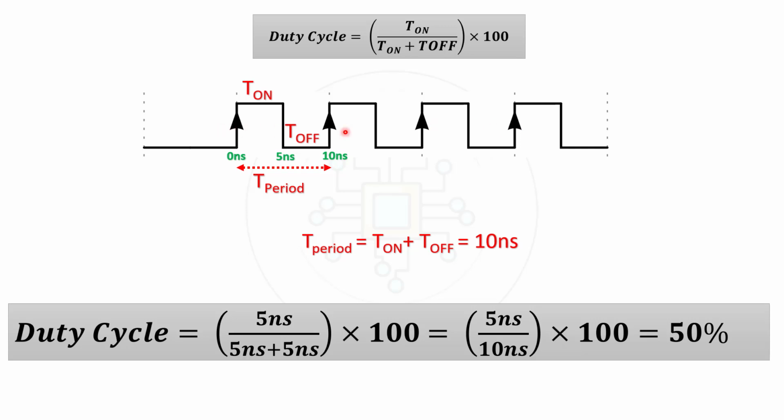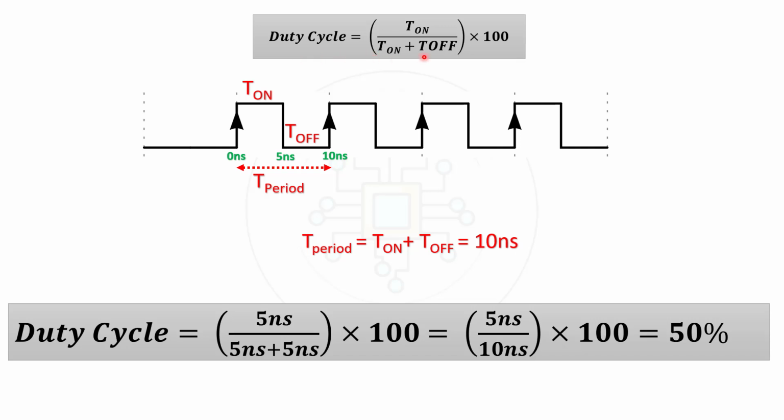You can see this particular clock. I have taken positive edge triggered. As I told you, the distance from one positive edge to another positive edge is called time period. So I mentioned here that is time period. Here this is 0 nanosecond and this is 10 nanosecond. So the total time period is 10 nanosecond.